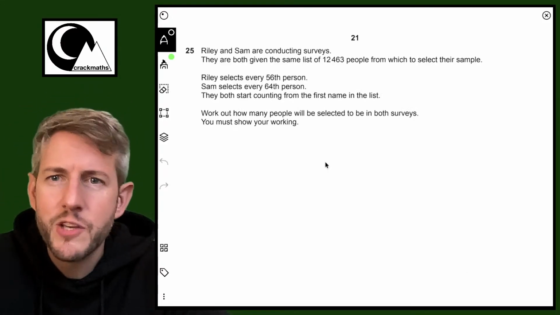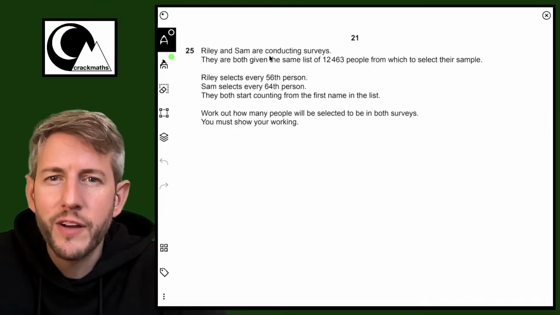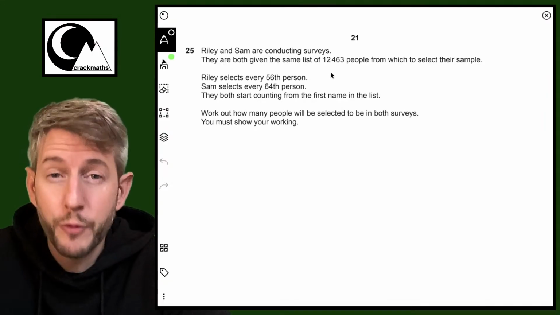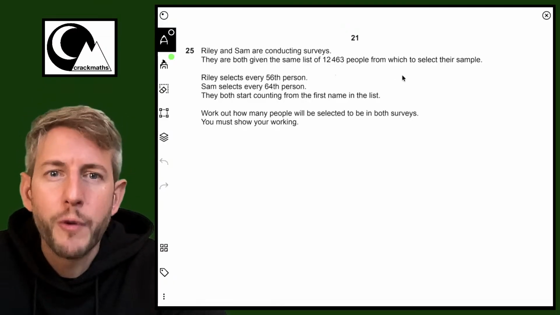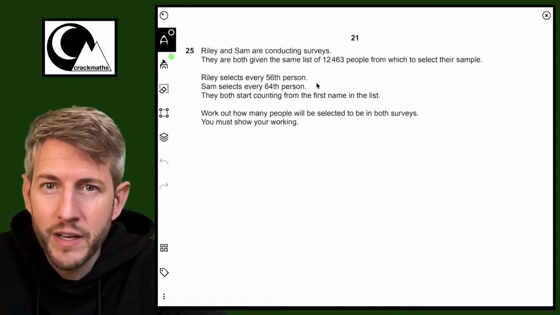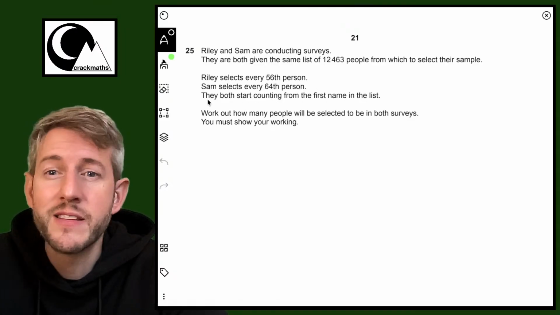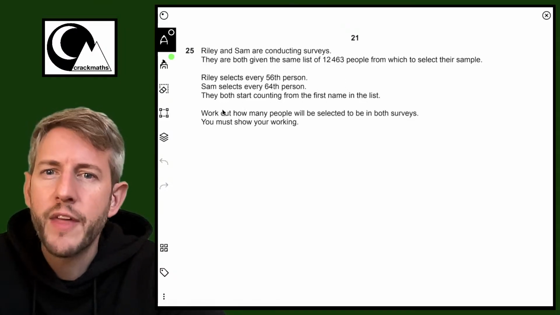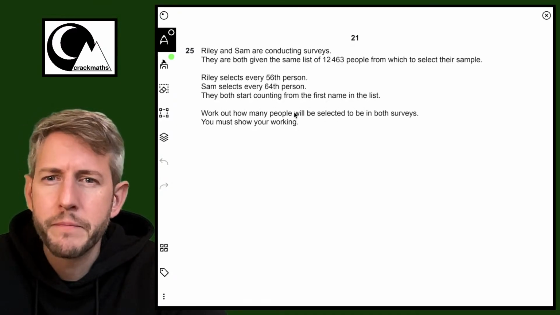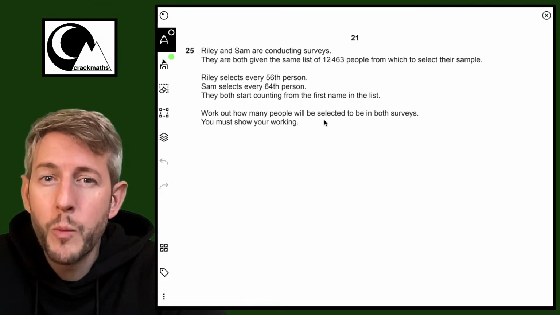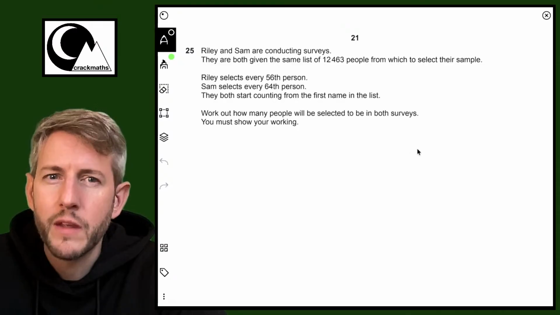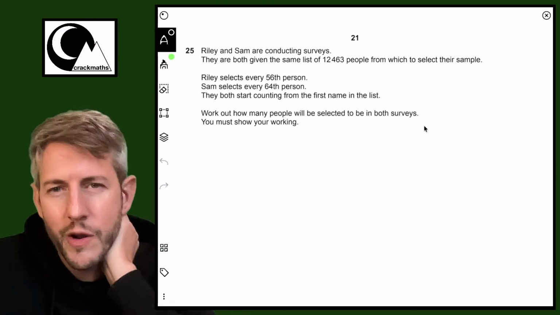So, Riley and Sam are conducting surveys. They are both given the same list of 12,463 people from which to select their sample. Riley selects the 56th person. Sam selects the 64th person. They both start counting from the first name in the list. Work out how many people will be selected in both surveys. You must show your working.